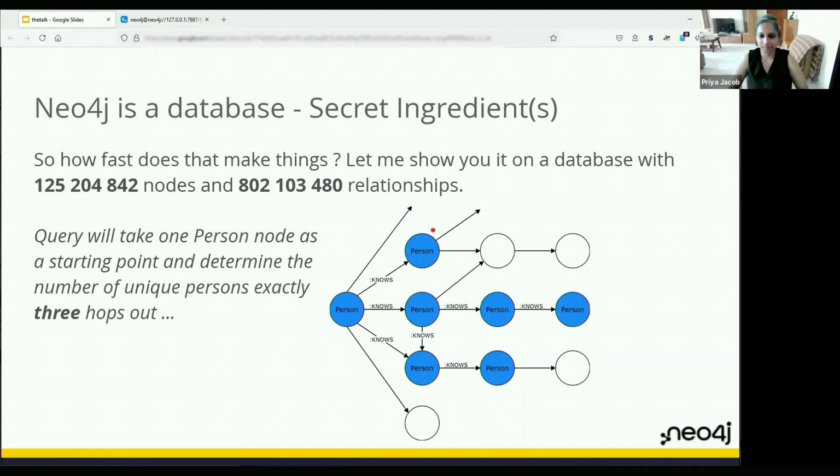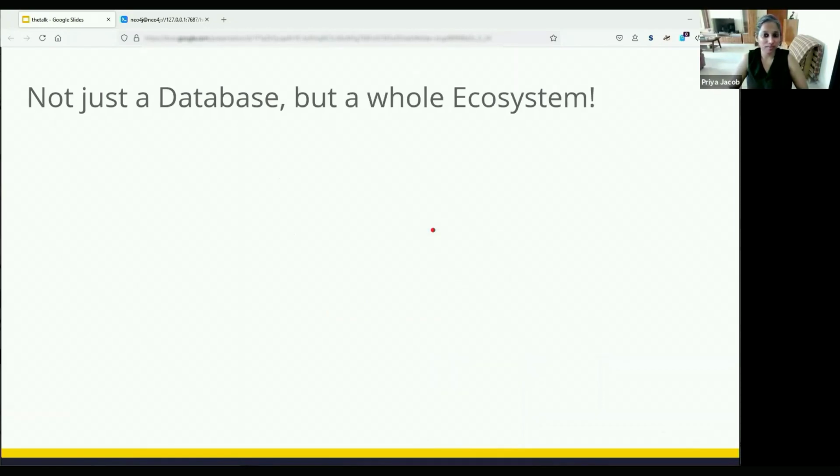The database, but it's not just a database, right, Priya? Oh yes, Tom, it's not just a database. So we call ourselves the #1 platform for connected data. And that tells you already that it's not just a database, it's a whole platform, it's a whole ecosystem. But of course, at the heart of the ecosystem is the Neo4j database.